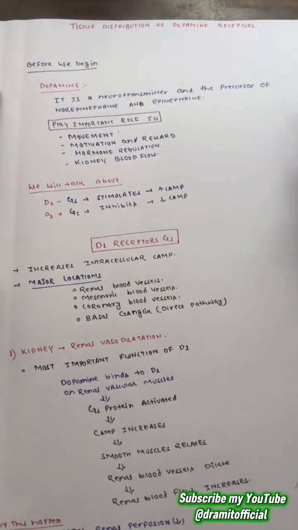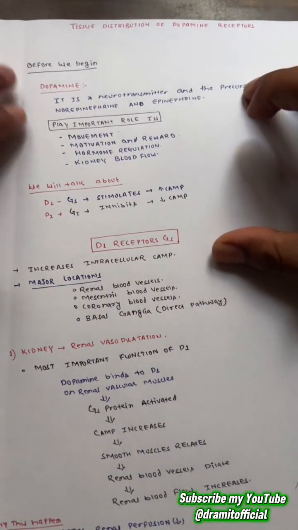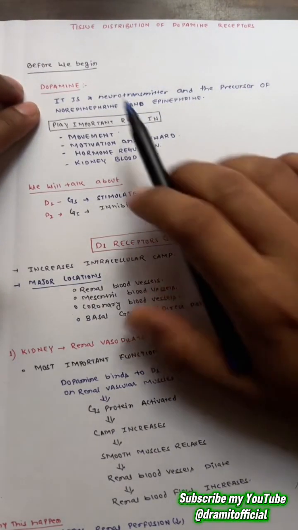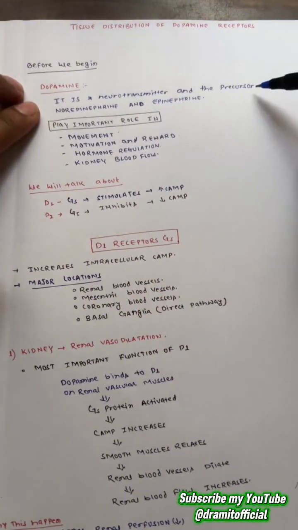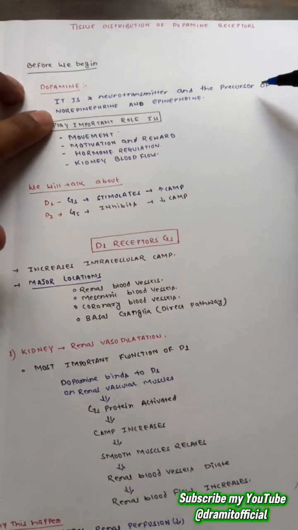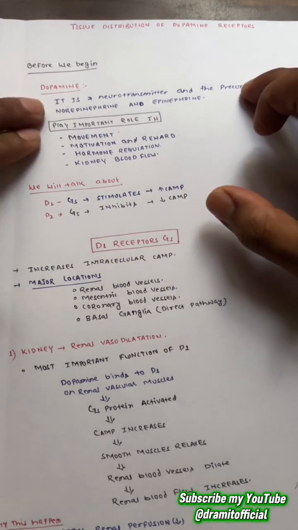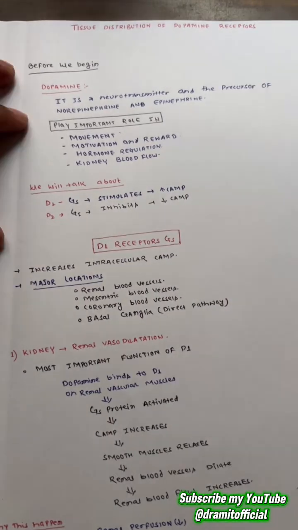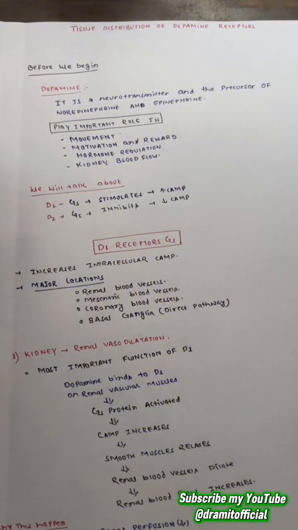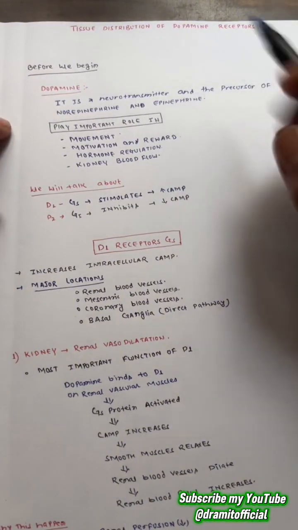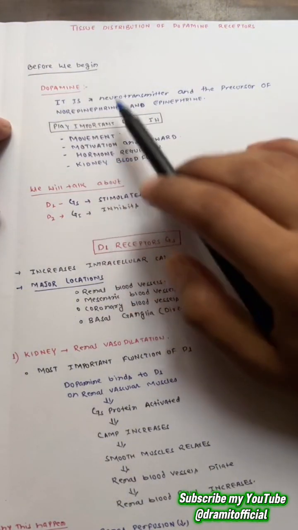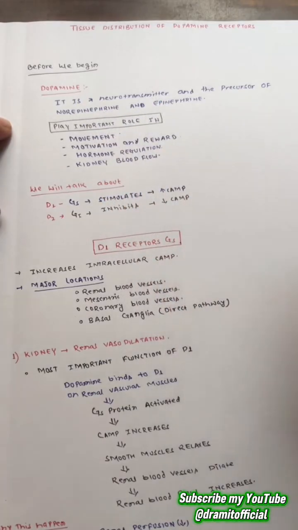Okay. So before we begin, let's have a quick and brief introduction about dopamine. Dopamine is a neurotransmitter and it's a precursor of norepinephrine and epinephrine. As we all know from our biochemistry, phenylalanine forms tyrosine, after that it will form dopamine, after that norepinephrine and epinephrine. That's why we also call dopamine a precursor of norepinephrine and epinephrine.